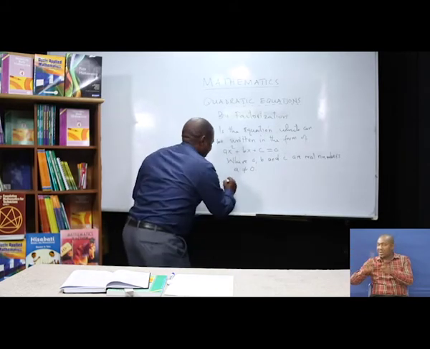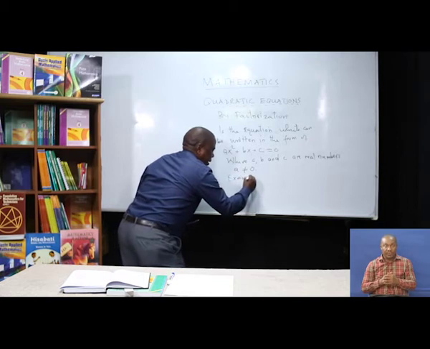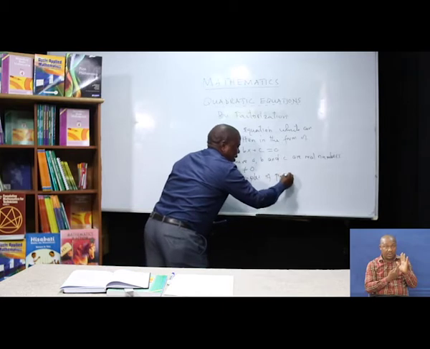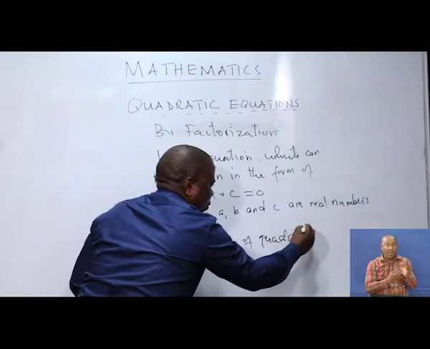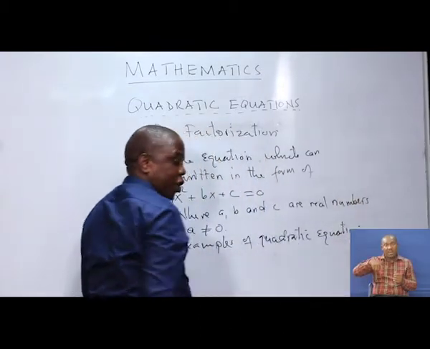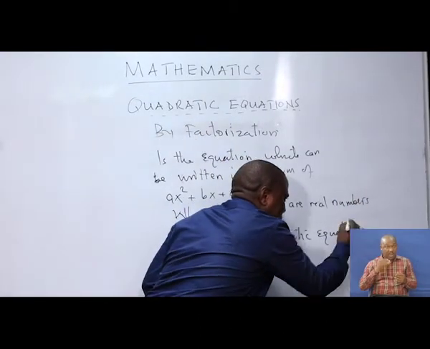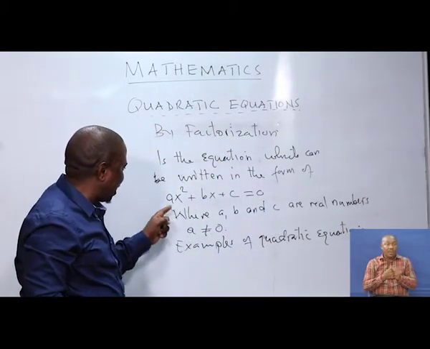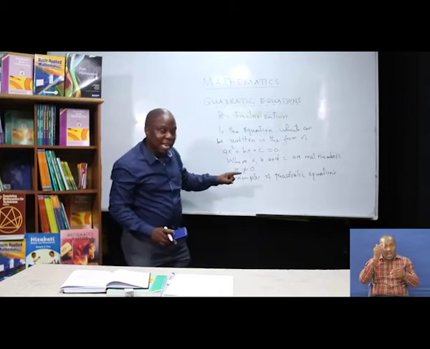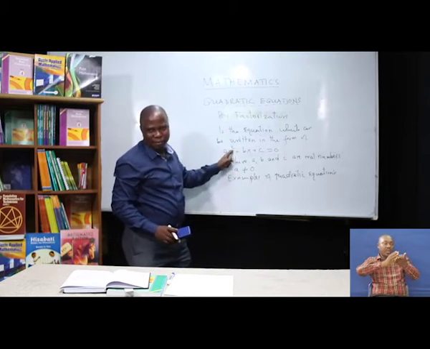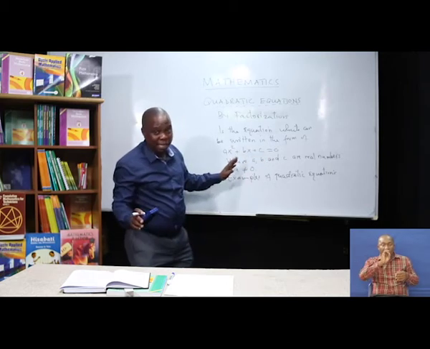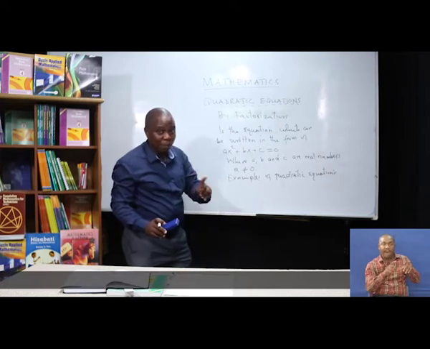Examples of quadratic equations. I told you, one thing which differentiates the identity of a quadratic equation is the presence of this square. Other terms can even not be there, but a term with a square should be there.